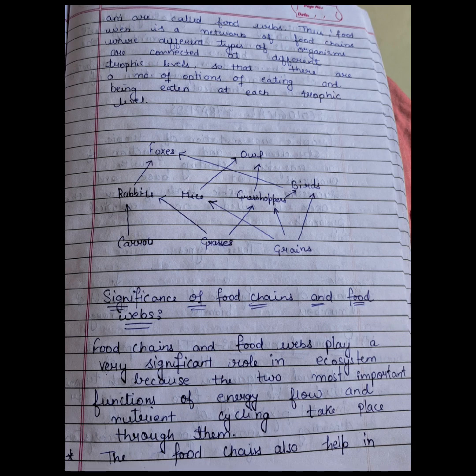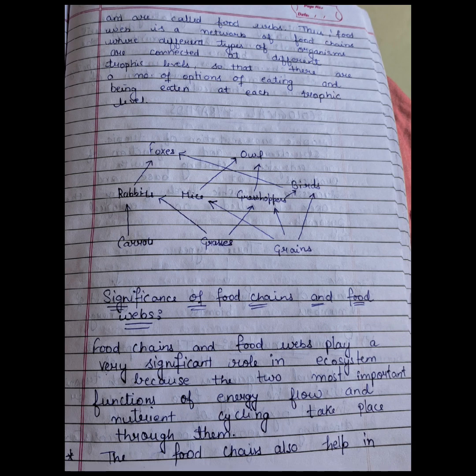Next topic is food web. Food chains in ecosystems are rarely found to operate as isolated linear sequences. Rather, they are found to be interconnected and usually form a complex network with several linkages, and are known as food webs. So here is an example of the food web.